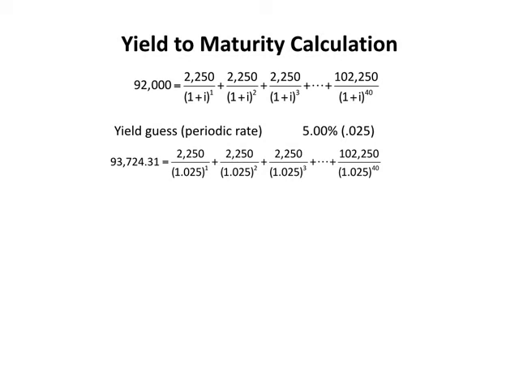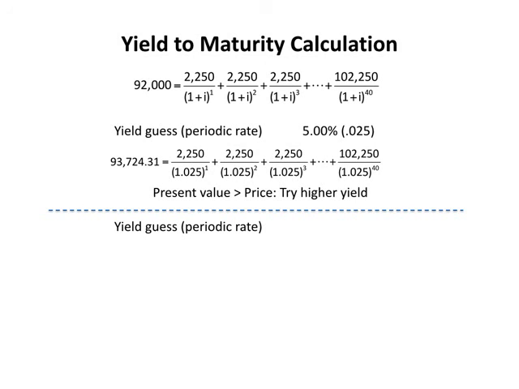$93,724.31. That present value is above the actual price, which means that too low of a discount rate was used in the first iteration of the process. So try again. This time using a higher yield to maturity, say 5.2%. Again, that annual rate needs to be converted into its periodic equivalent. Dividing 5.2 by 2 gets a periodic rate of 2.6%, or 0.026 in decimal terms.